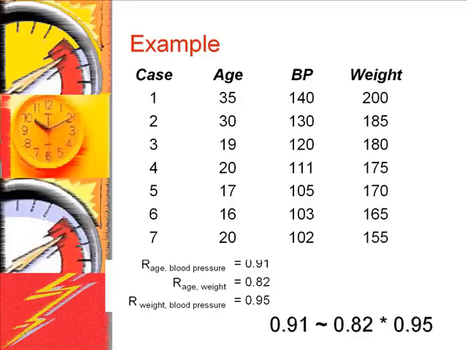Using the data in this table, we calculate the following correlations. Age and blood pressure have a correlation of 0.91. Age and weight have a correlation of 0.82. Weight and blood pressure have a correlation of 0.95. Examination of the data shows that the vanishing partial correlation holds as 0.91 is roughly equal to 0.82 times 0.95. Therefore, we can conclude that given the patient's weight, the variables age and blood pressure are independent of each other because they have a partial correlation of 0.